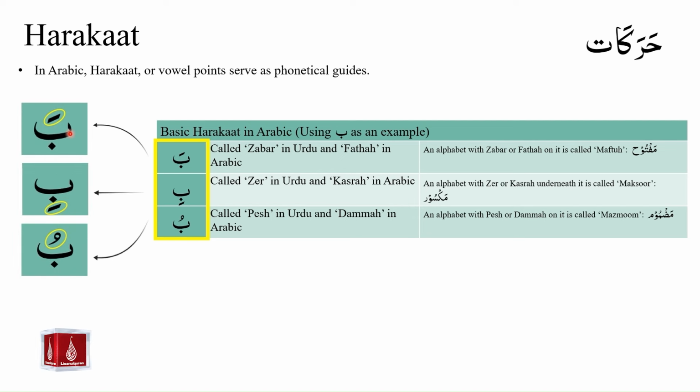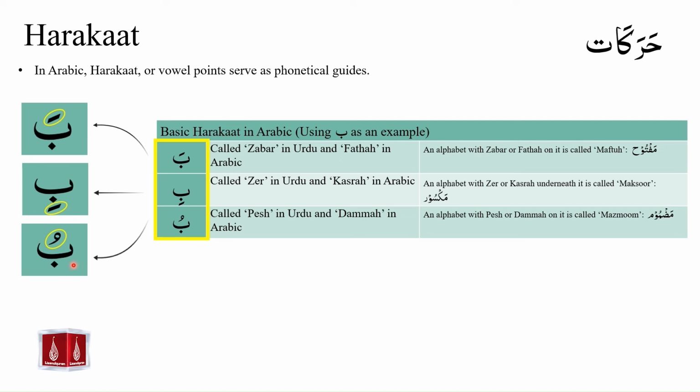In the first example, we see a harakat on top of ba, which is called zabar in Urdu and fatha in Arabic. The presence of zabar on ba produces the sound ba. In the next case, there is a harakat below ba, which is called zair in Urdu and kasra in Arabic. The presence of zair underneath ba will produce the sound bi. So for the alphabet ba, if there is a zabar on top of it, ba, zabar, ba. And if there is a zair underneath ba, ba, zair, bi.